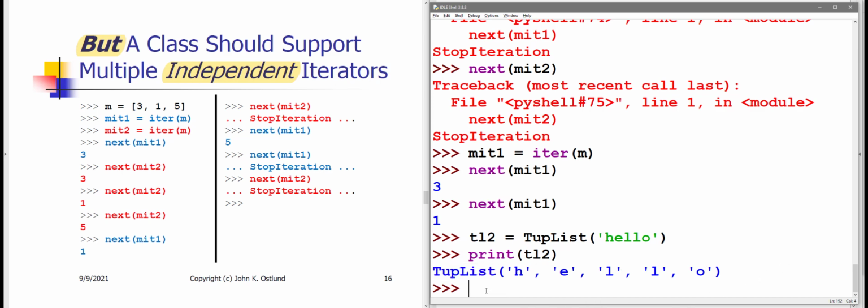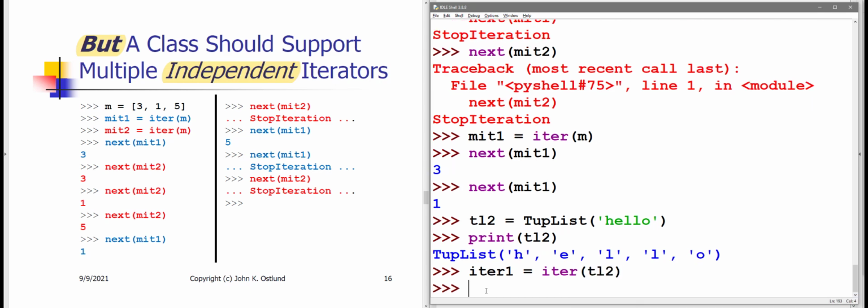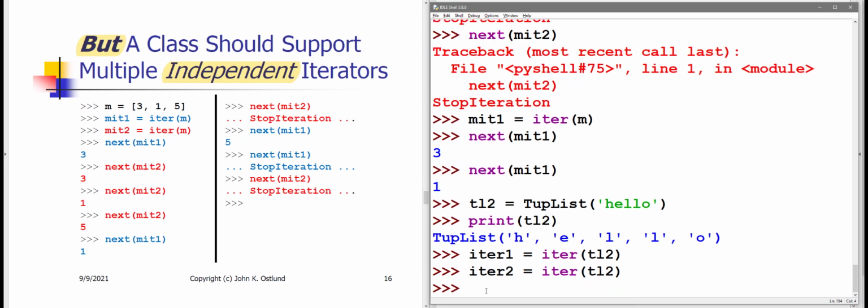When I say, okay, I'm just going to say iter1 gets iter from TL2, and iter2 gets iter from TL2. These, unfortunately, are not independent iterators. They are just 2 different names for the same iterator that starts out at the beginning of my tuple.